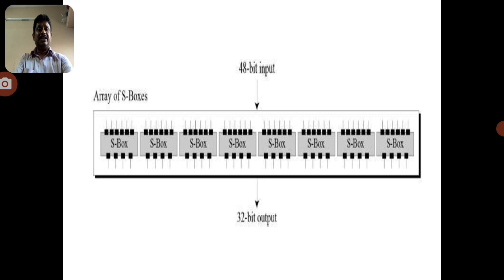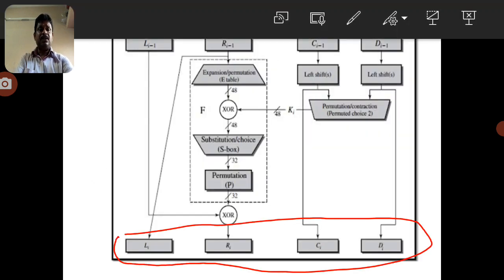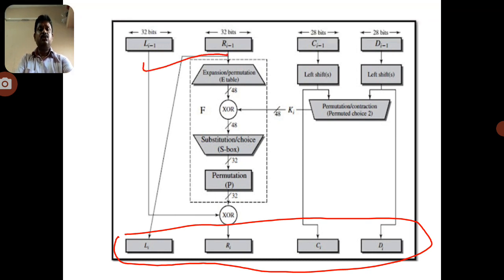Now we can observe in a single round, the total 64 bits can be divided into two parts, 32 bits and 32 bits. The left side is 32 bits and the right side is 32 bits. The right side 32 bits is taken and we apply the expansion permutation. The expansion permutation expands the data to a larger size. Here the 32 bit data is taken as the input of the expansion permutation.